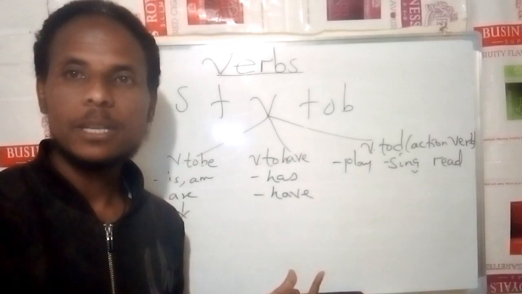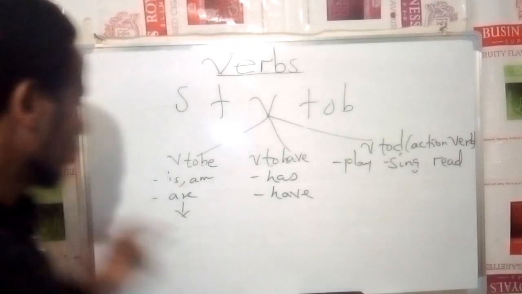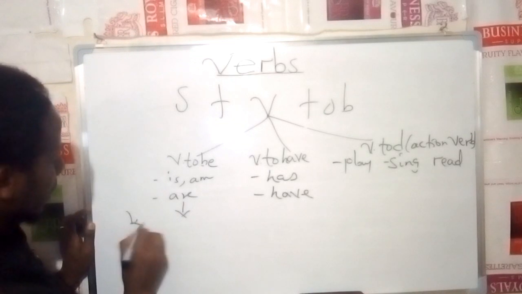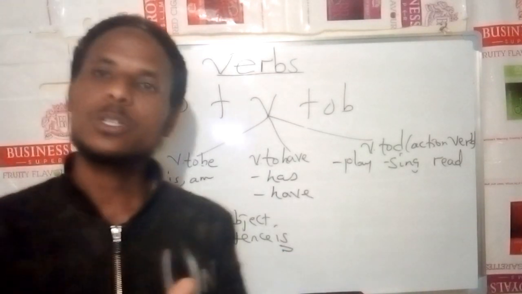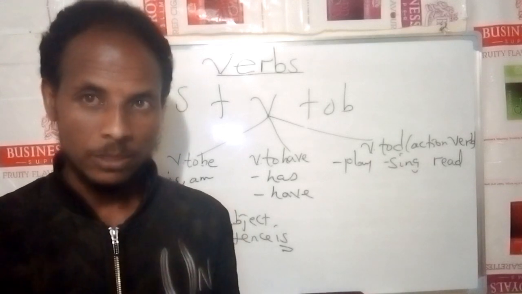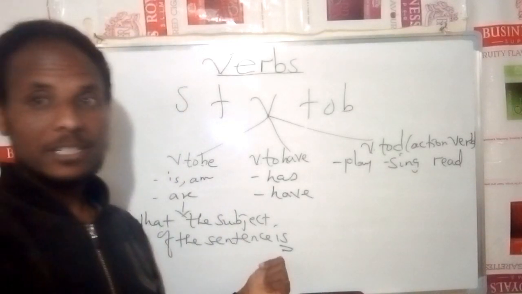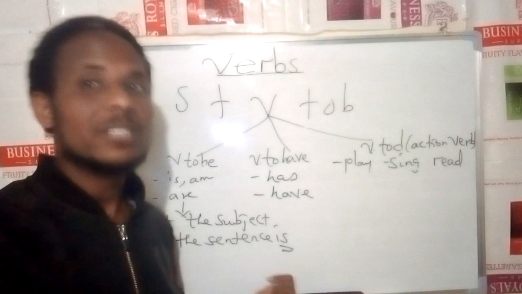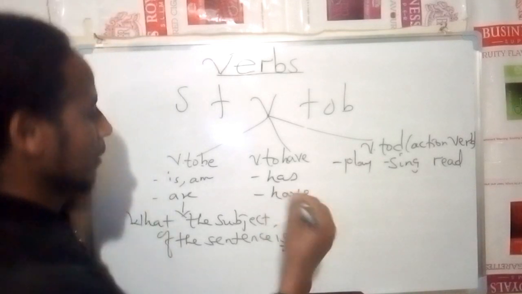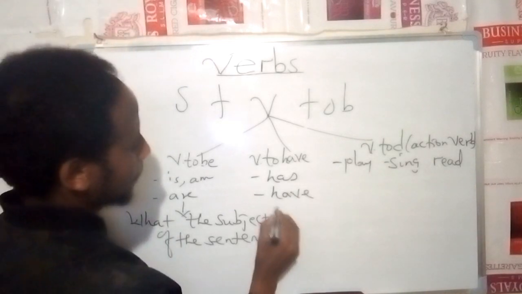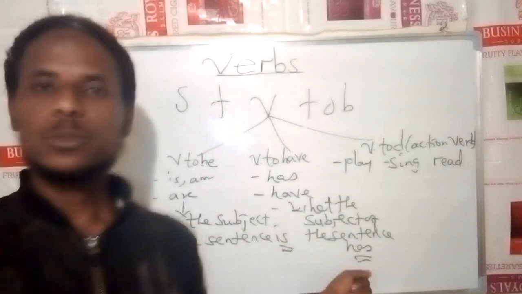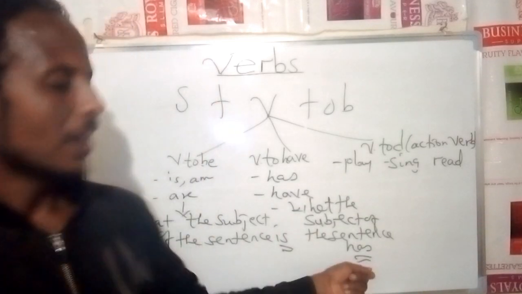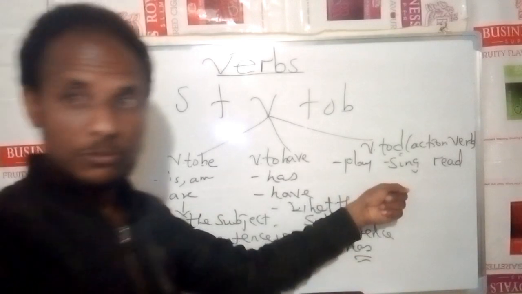Tells us what the subject of the sentence is. The verb to be tells us what the subject of the sentence is about. It informs us what the subject of the sentence is. Okay, and the verb to have tells us what the subject of the sentence has. Okay, and the verb to do.